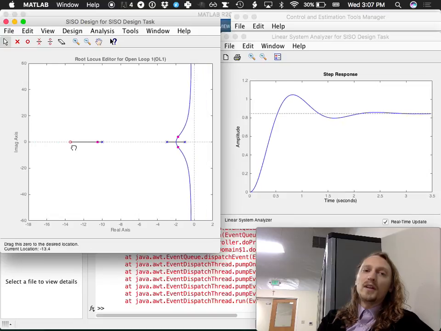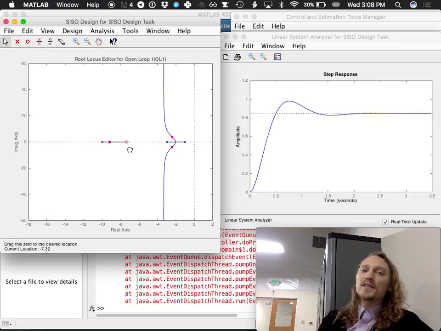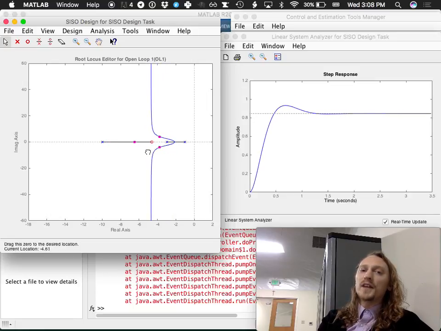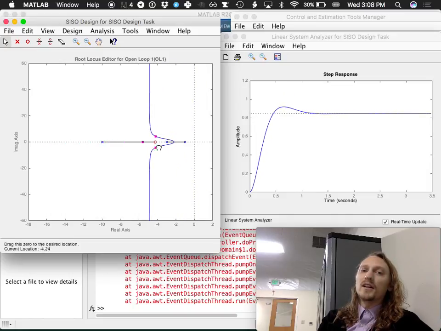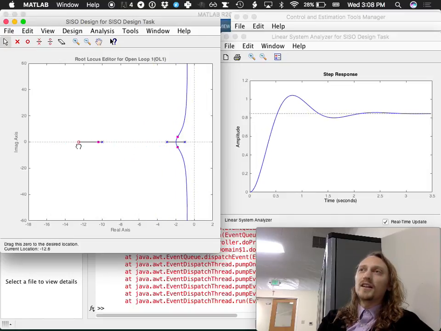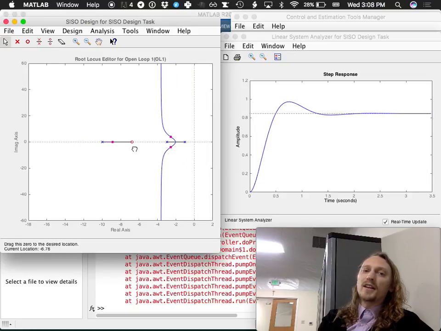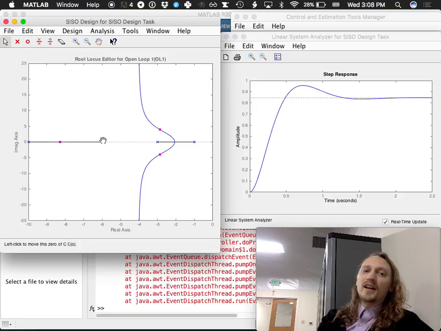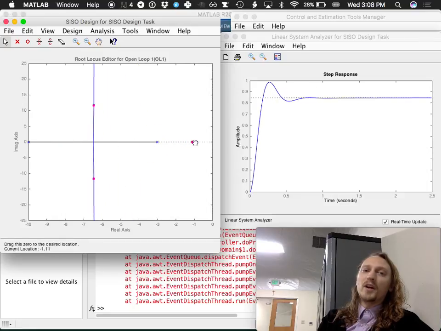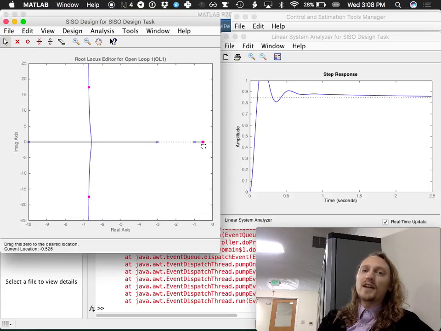And if we move it in further and further, it becomes stable for more gain. And then we switch sides. Notice how it feels like the zero is attracting the root locus to it. So as I move it around, that zero is being attracted to it. And I can move it way over here. Really fascinating stuff, isn't it?